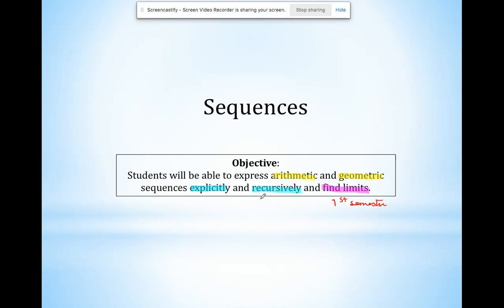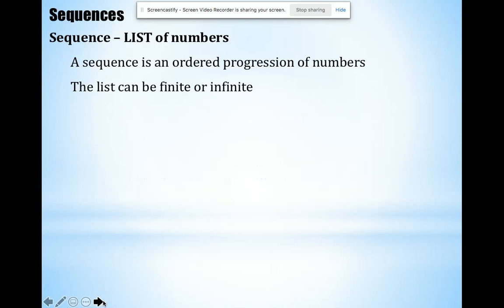Recursive rules you've done before, right? When I want you to think step by step is what you think for recursive. And explicit, I want you to think jump. Geometric, I want you to think multiply. And arithmetic, I want you to think add. Okay, so I'm just giving you those keywords to start with as we start some definitions.